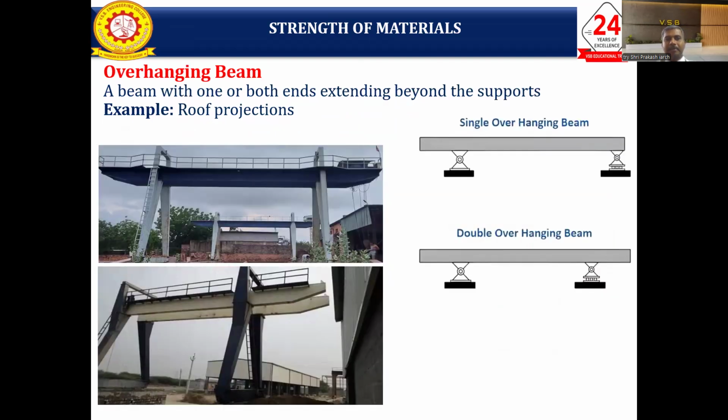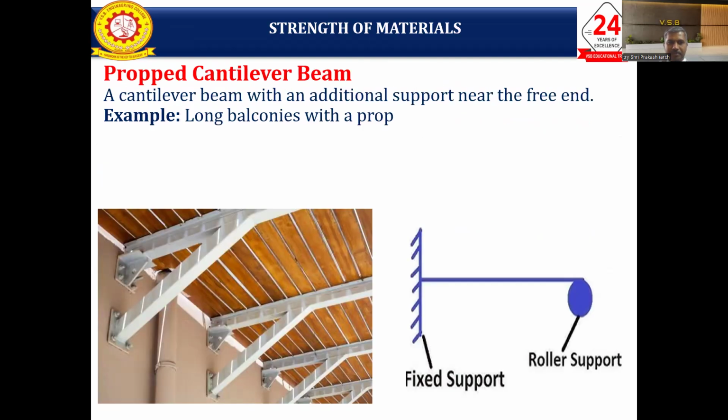There is another type of beam we can call the overhanging beam. A beam with one or both ends extending beyond the support. So beyond the support, it is possible to extend the structure, maybe on one side or the other side also. So a roof projection is a classical example for overhanging beams.